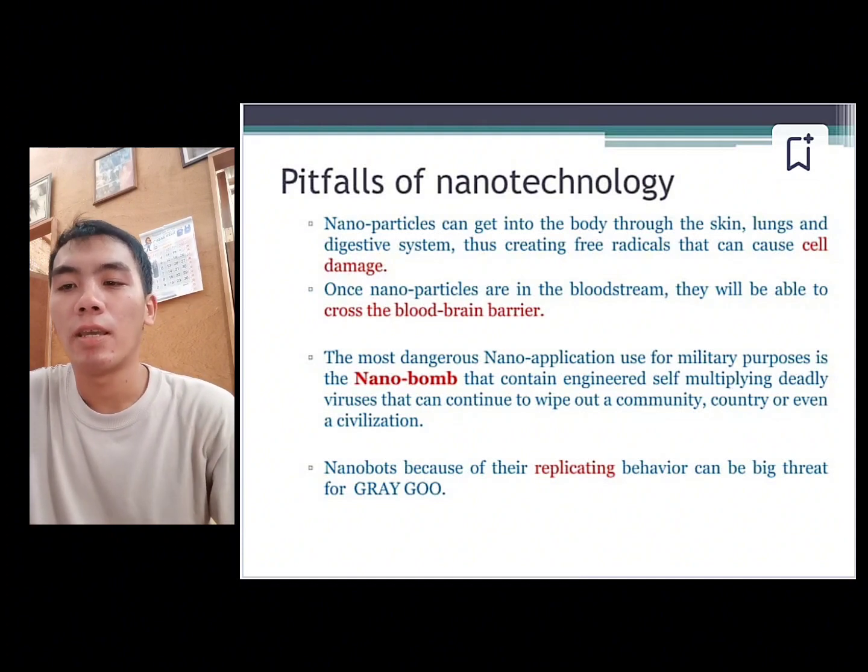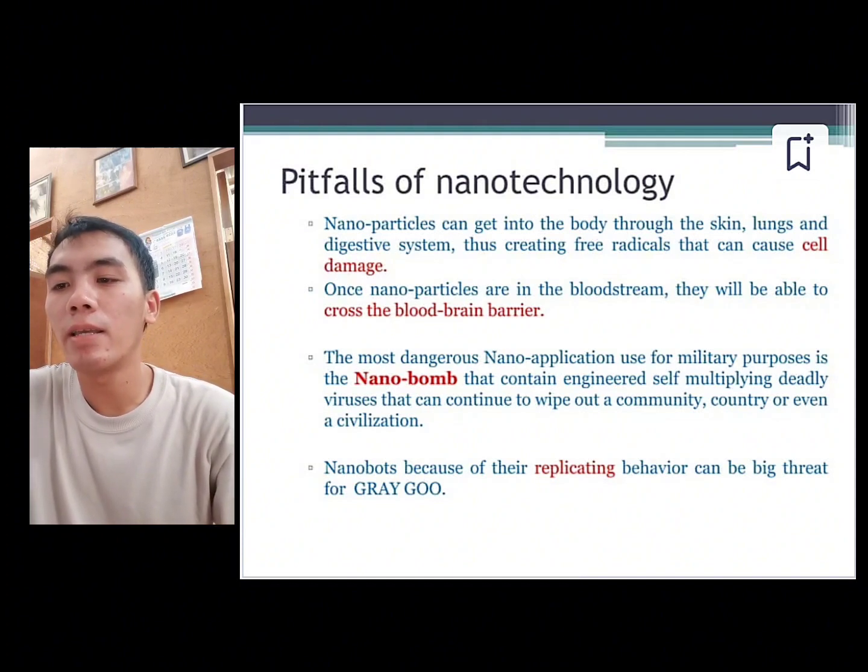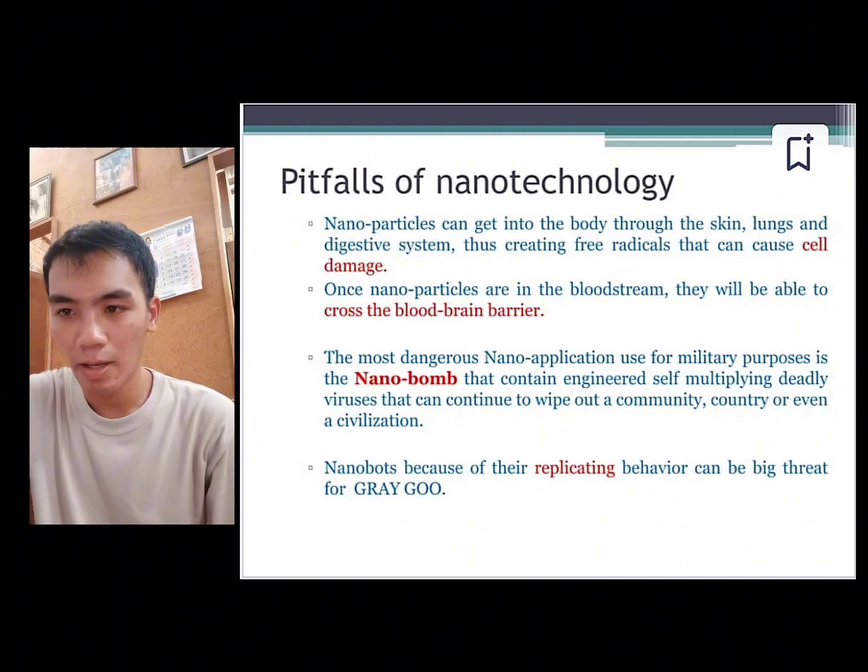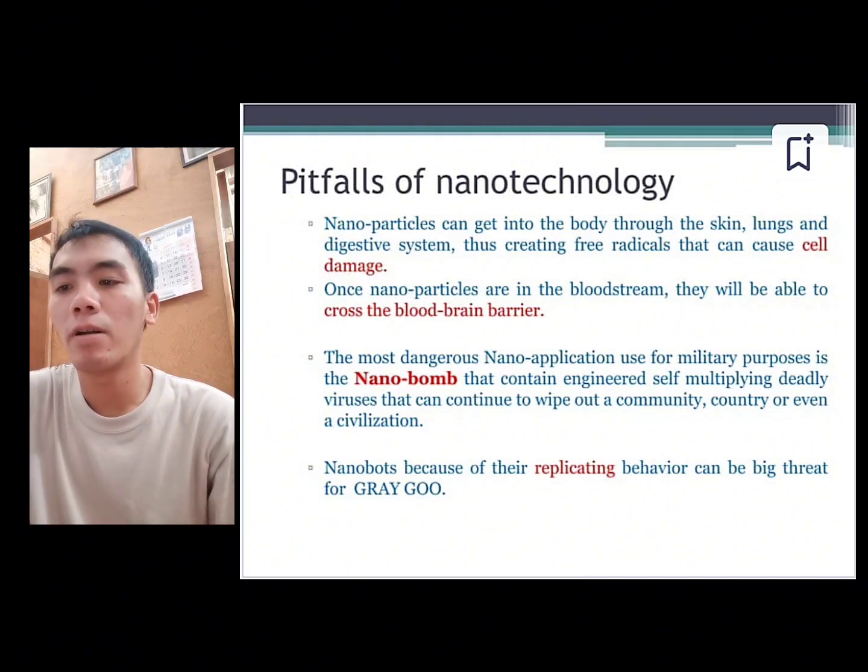Pitfalls of nanotechnology. Nanoparticles can get into the body through the skin, lungs, and digestive system, thus creating free radicals that can cause cell damage. Once nanoparticles are in the bloodstream, they will be able to cross the blood-brain barrier. The most dangerous nano application for military purposes is a bomb that contains engineered self-multiplying deadly viruses that can continue to wipe out a community, country, or even a civilization. Nanobombs, because of their self-replicating behavior, can be a big threat, the gray goo.